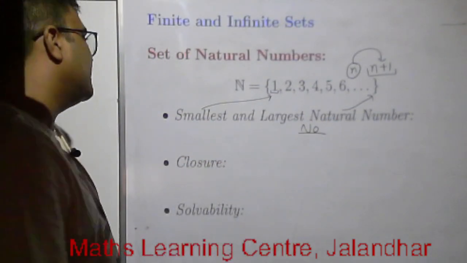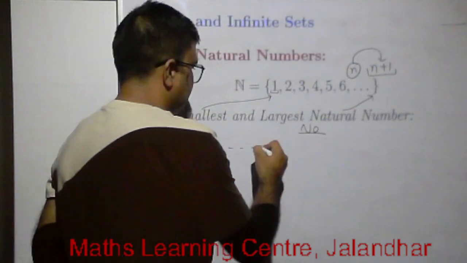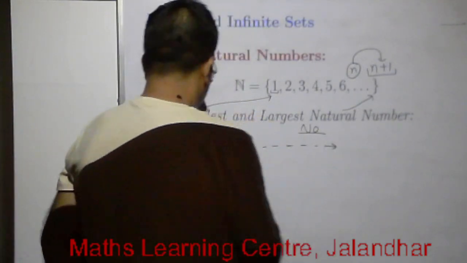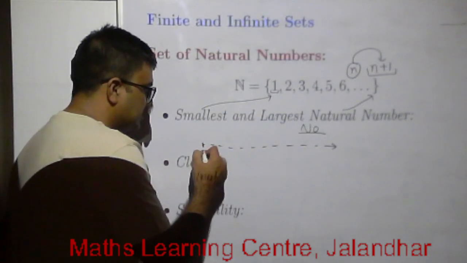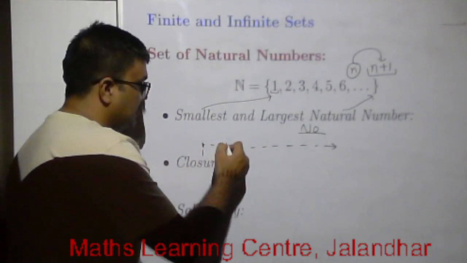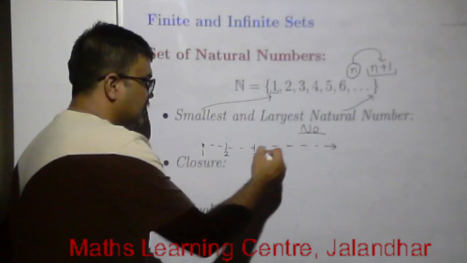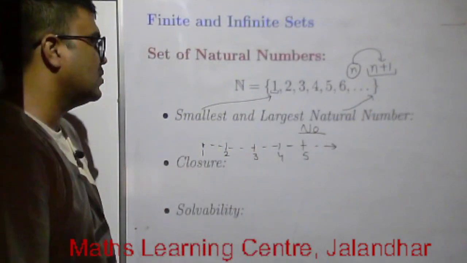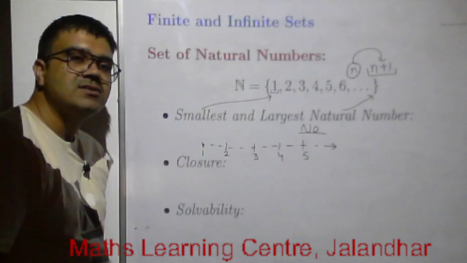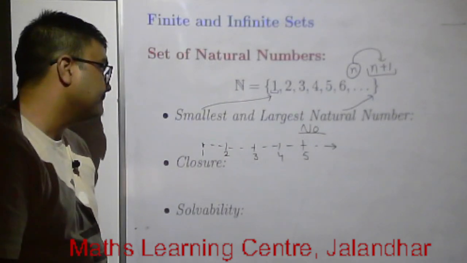And on the number line, how are we going to represent these numbers? I have put dots over here because this is the number 1 that we have. Then we will have 2, then 3, then 4, then 5, and this will continue. This is how we can represent the natural numbers on a line.